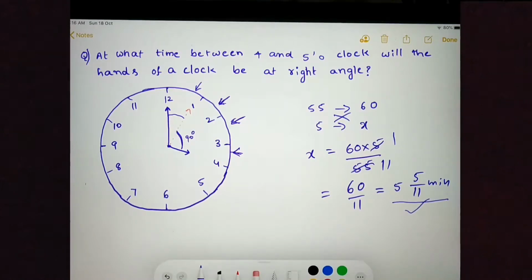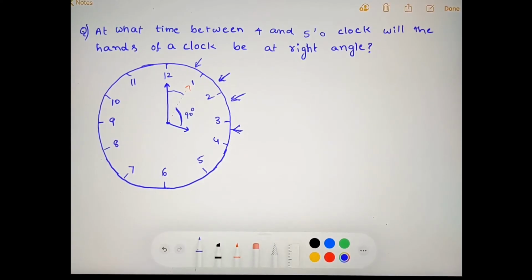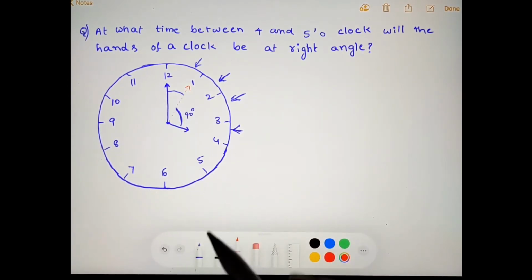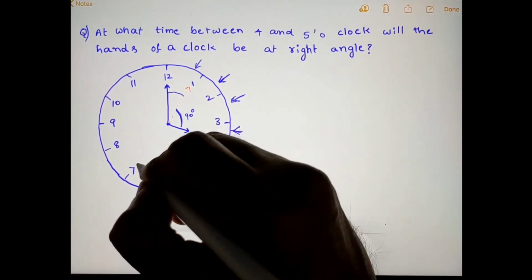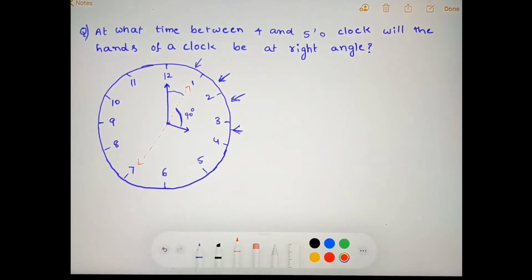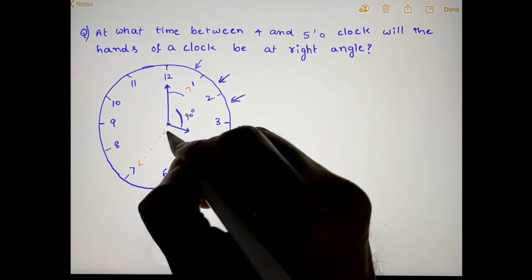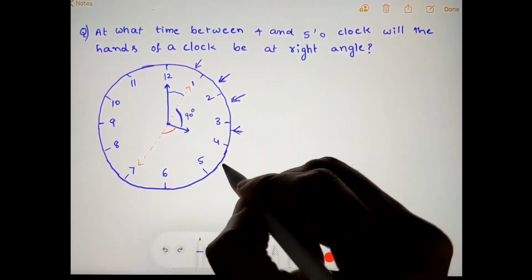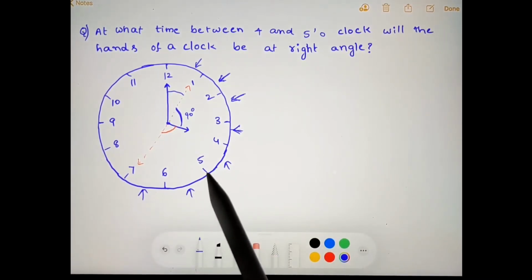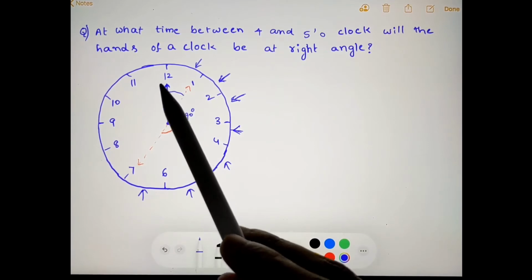So how do we find that? In an hour right angle can be formed more than once. For example, at 4 o'clock long hand is at 12. If the long hand is here, even then it forms right angle because here the angle is 90 degrees. This is 30 degrees, 30 degrees and 30 degrees. So total 90 degrees.